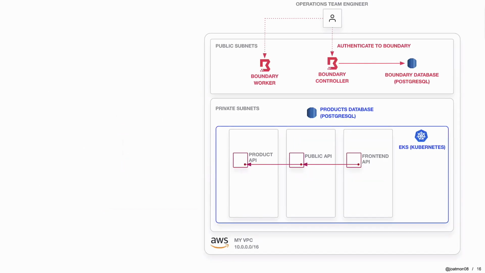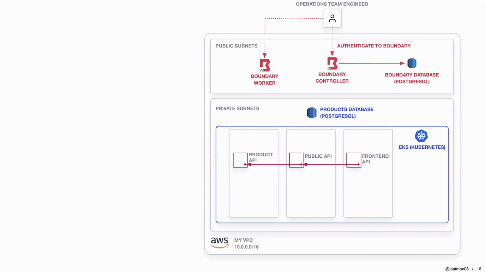So the Boundary configuration we have today, Boundary in this configuration is deployed into a public subnet. Everything else was deployed into private subnets. In this case, it is deployed into public subnets. You can shift them into the private subnets. In this case, just for the demonstration, I have them in public.